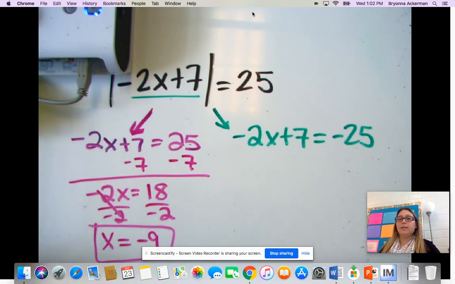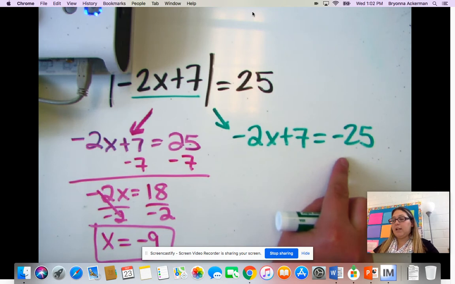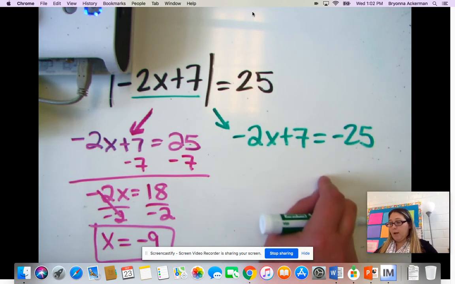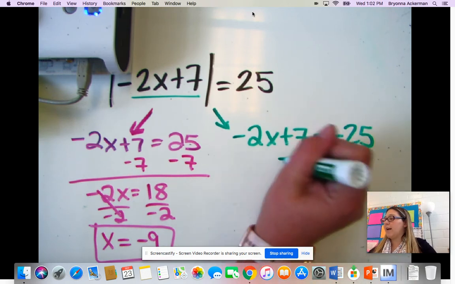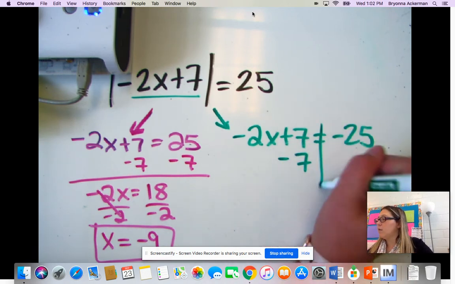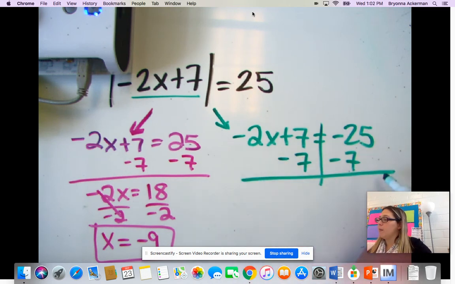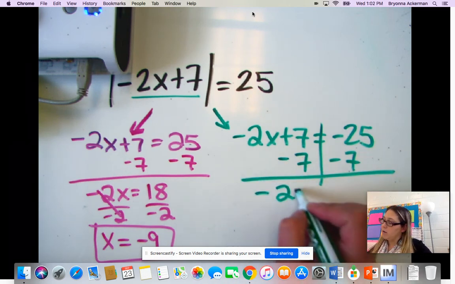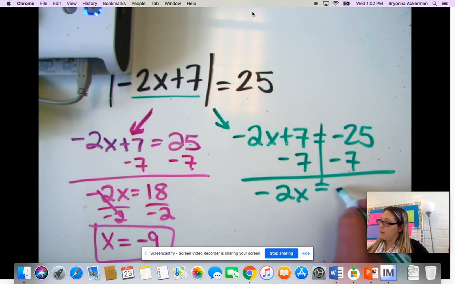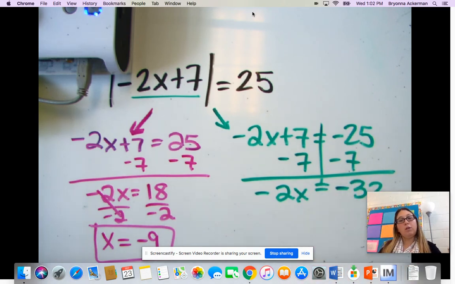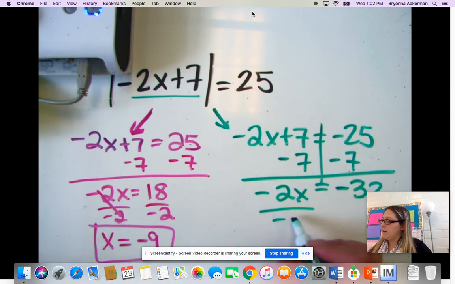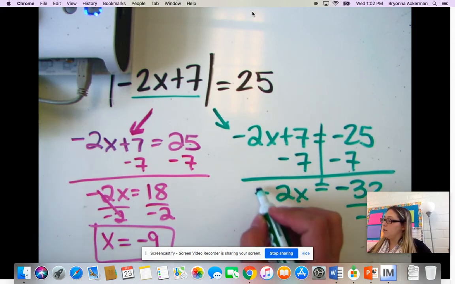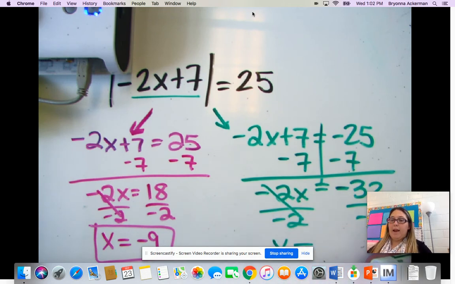So the green case has this negative 25, because if it was absolute value, it would still become positive. So let's try this one out. We're going to subtract 7 from both sides, so we get negative 32. And then we're going to divide both sides by negative 2. So we've got negative 32 divided by a negative 2. That's going to be a positive 16. So we're going to save that number as well.